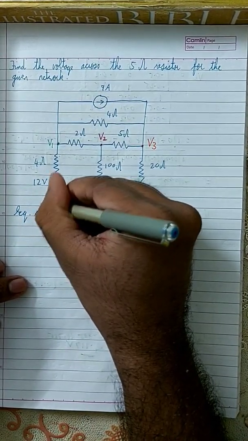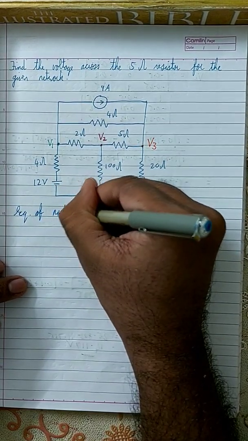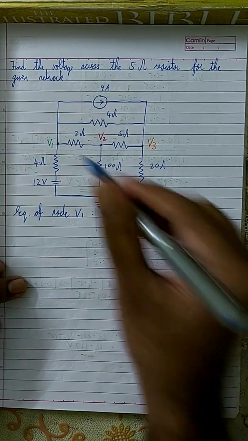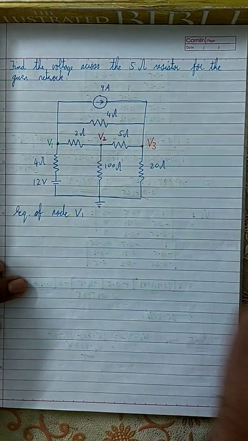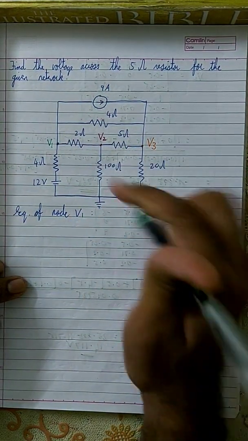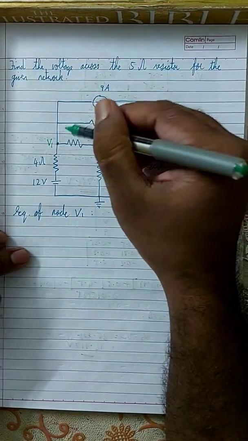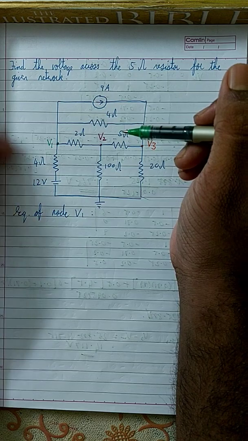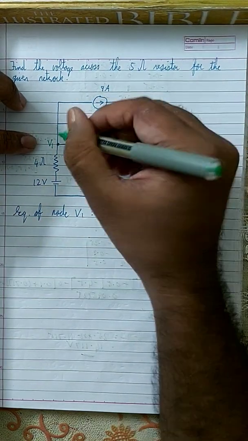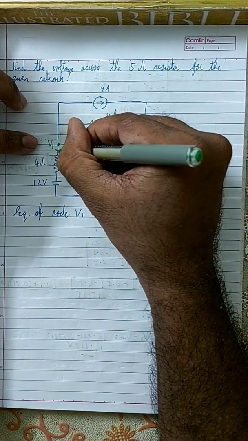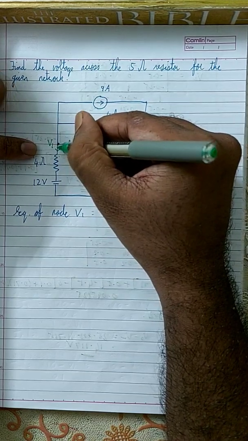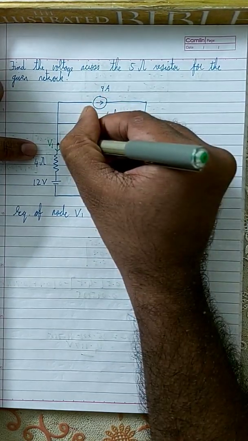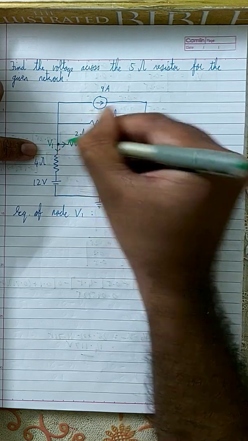Equation of node V1. I'll use a green pen. So what is the equation for node V1? Look very carefully at how many branches V1 has. This is one branch, so we assume there is an outgoing current like this. Then this is another branch, which means another outgoing current like this.